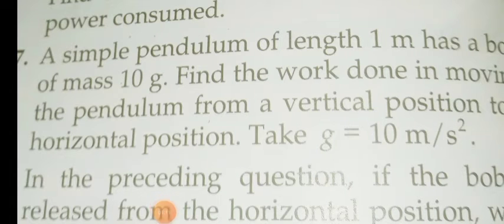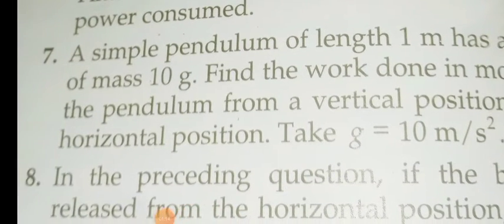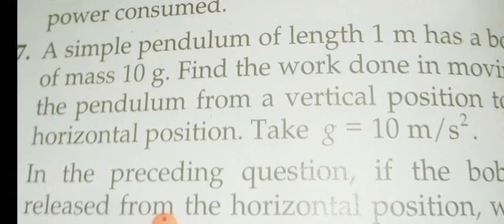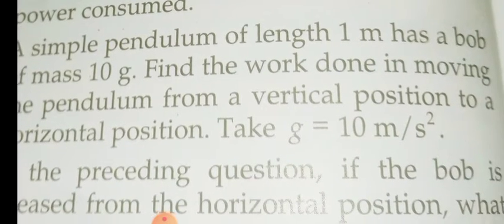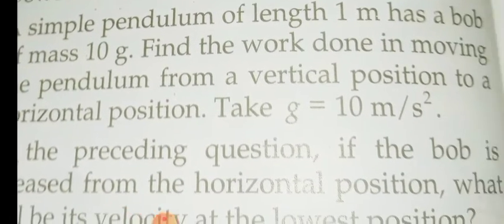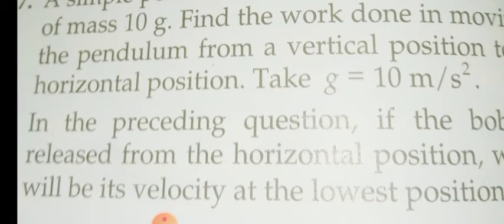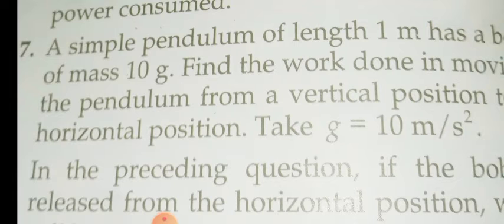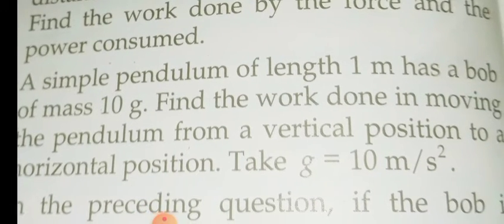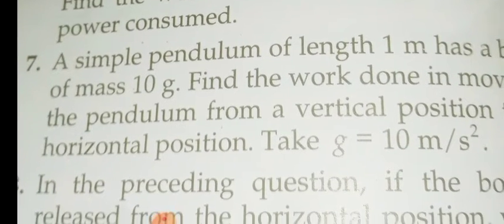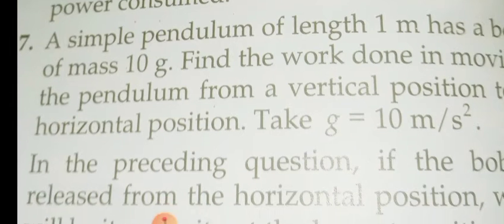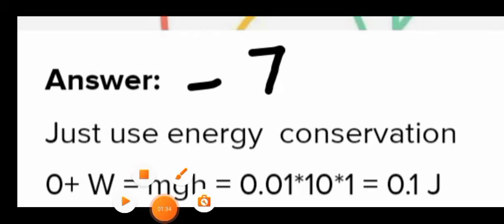Seventh question. A simple pendulum of length 1 meter has a bob of mass 10 gram. Find the work done in moving the pendulum from a vertical position to a horizontal position. Take g is equal to 10 meter per second square. Okay, children, so what is given? Length is given, mass is given, and we want to find out the work done. So just use the energy conservation for this answer.